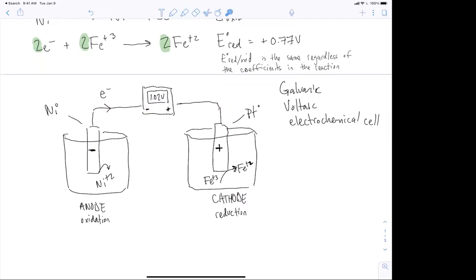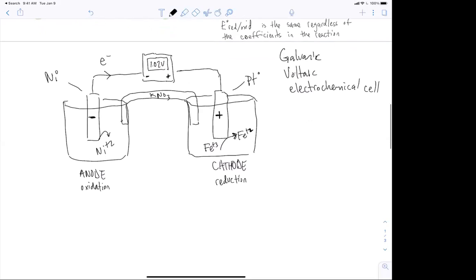Oh, I'm missing my salt bridge here. Whatever's in here, like a potassium nitrate or something. So this is a galvanic or voltaic cell. The salt bridge is there to balance charges. I think we talked about that at some point in the lecture, but for example, over here, as the electrons flow out of this solid nickel, you generate nickel plus 2 in solution.